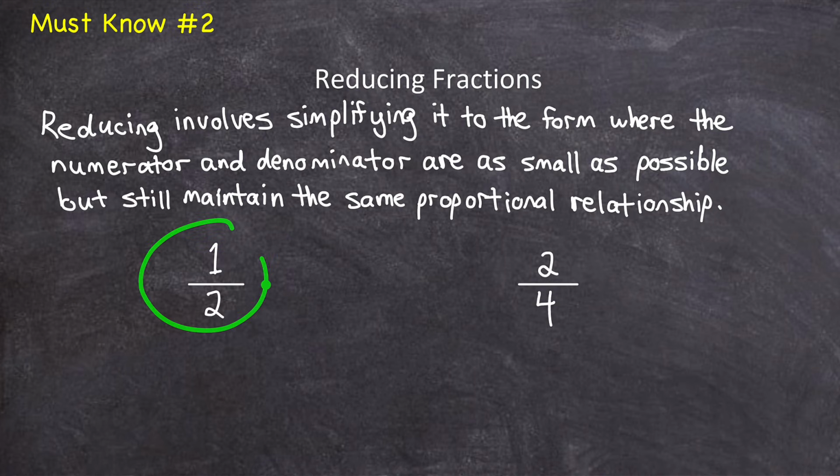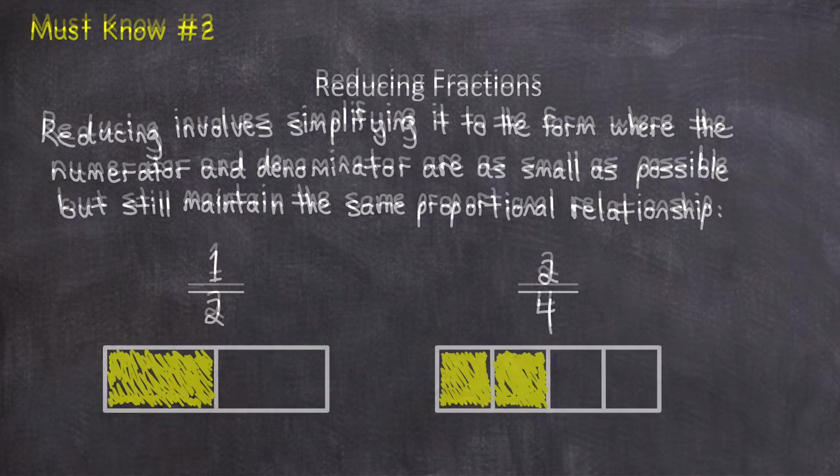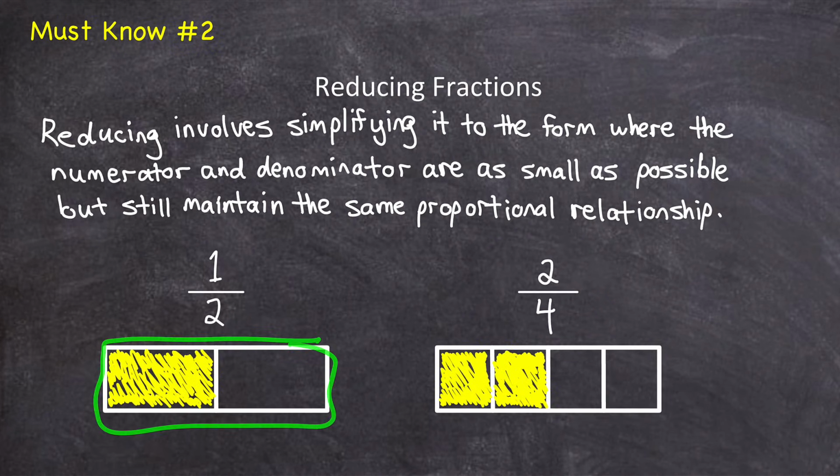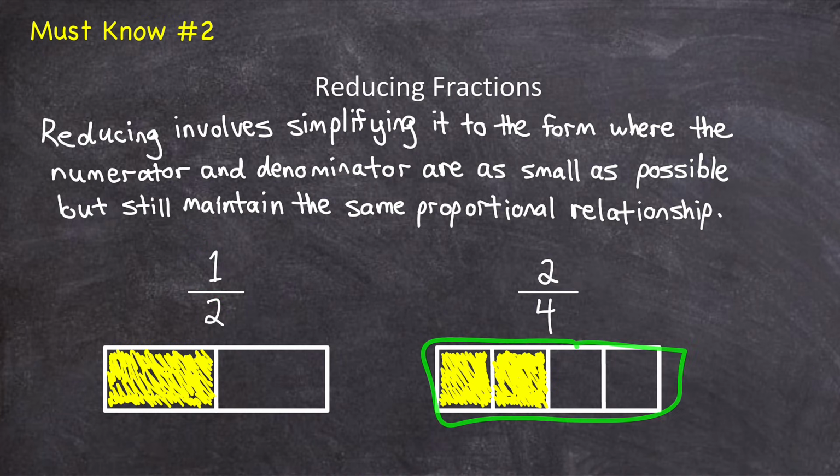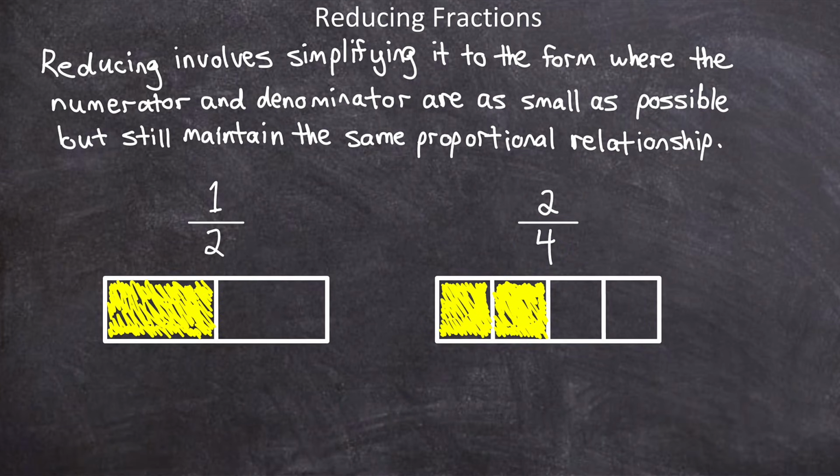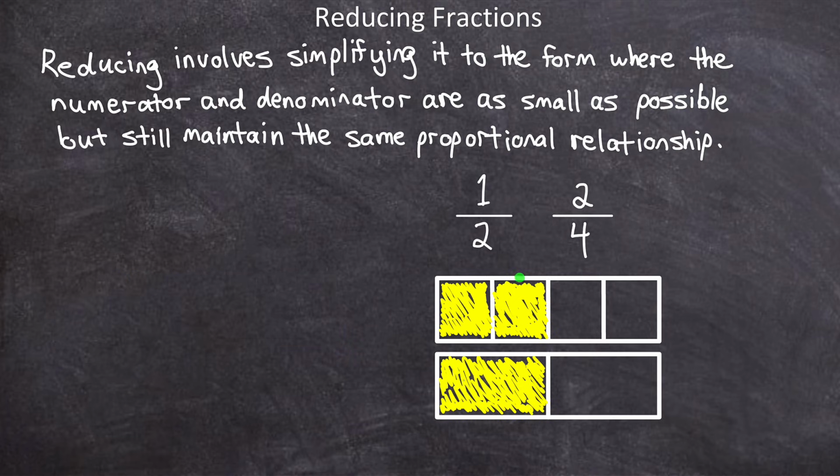Now let me give you a visual representation of both of these fractions. For each of the fractions, notice that I drew rectangles of equal size, but in this rectangle, I divided it into 2 equal parts and shaded in one of those 2 equal parts. For this rectangle, I divided it into 4 equal parts and shaded in 2 of those 4 equal parts. If I were to move these rectangles right on top of each other, the exact same proportion of each has been shaded in, which tells you that the fraction 1 over 2 is equivalent to the fraction 2 over 4.